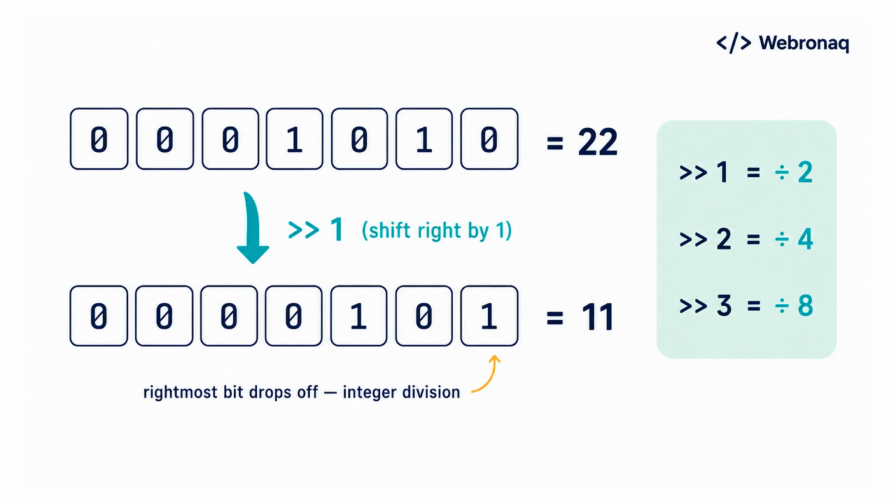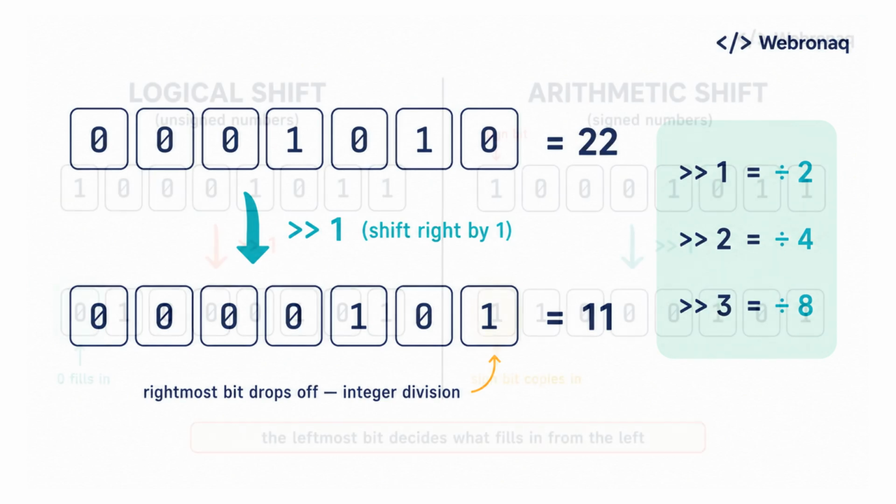This is integer division. The same kind of division you get when you divide two whole numbers in C and the remainder gets thrown away. Bit shifting doesn't round, it doesn't keep decimals, it just drops what falls off the edge. Now, there's one more thing about right shift that trips people up, and it has to do with negative numbers. Let me show you.